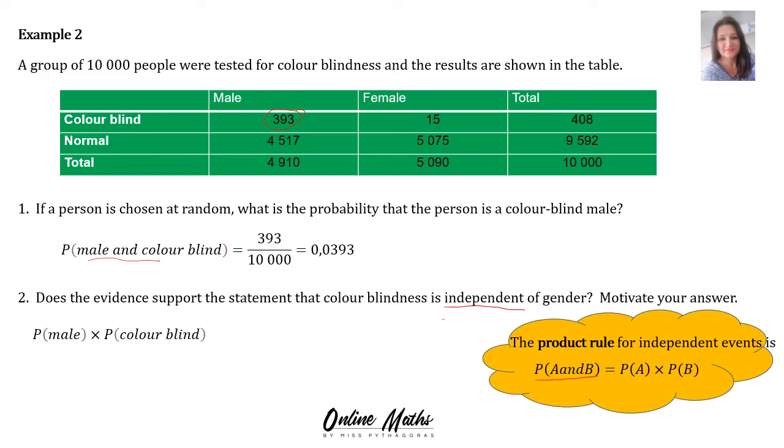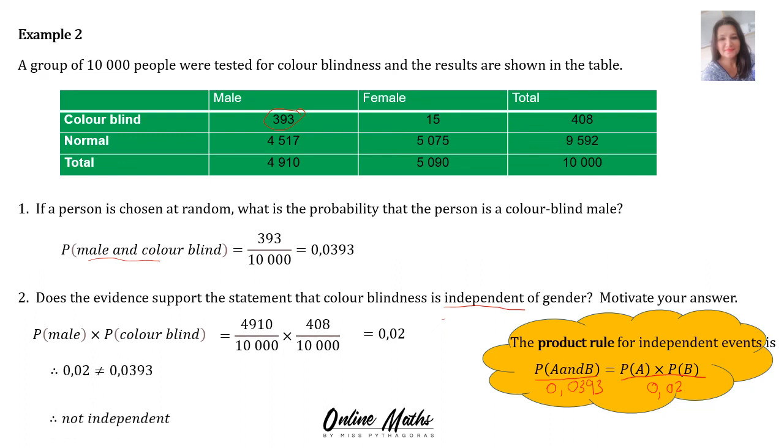So probability male is 4,910 over 10,000, and the probability colorblind is 408 over 10,000, and when you calculate that you get 0.02. So can you see on the left hand side, this one is 0.0393 and this one is 0.02. So therefore they are not equal, therefore they are not independent.